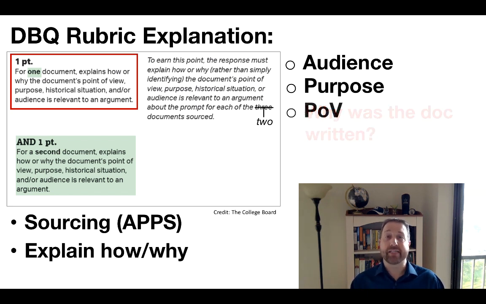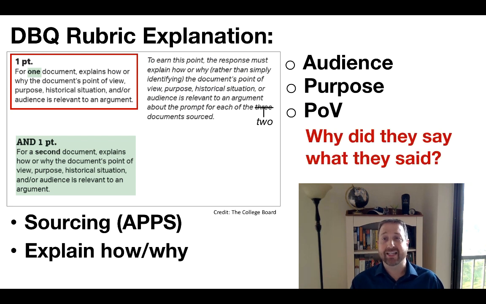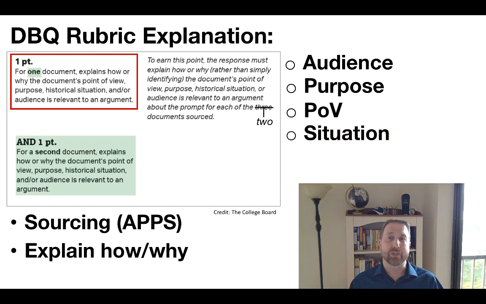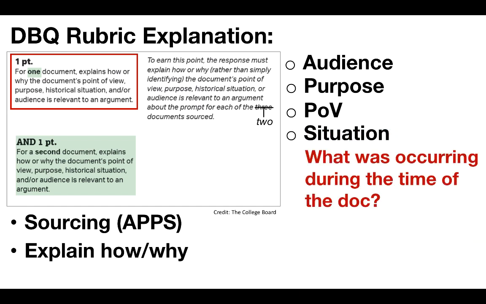Next up, POV, the point of view. In this case, you need to address why did they say what they said? And furthermore, why is this important? If the document contained detailed information about numbers of deaths related to influenza from a military base, and it is from the point of view of a military doctor, you can infer that the information is most likely reliable. You could also write about the situation, meaning what was occurring during the time of the doc. Of course, this must be relevant to the prompt.